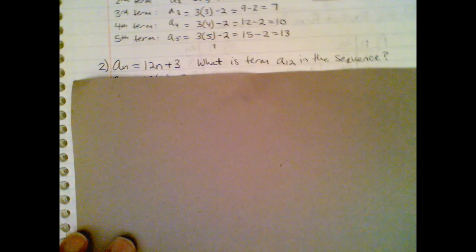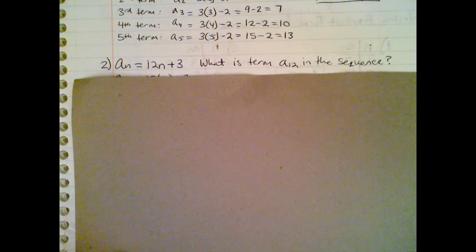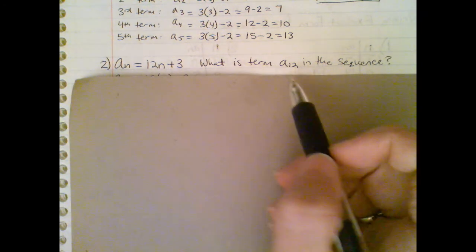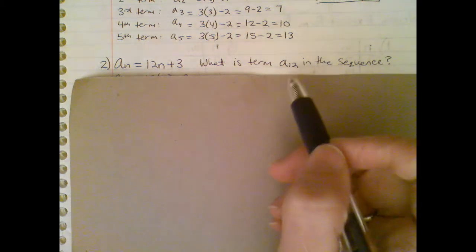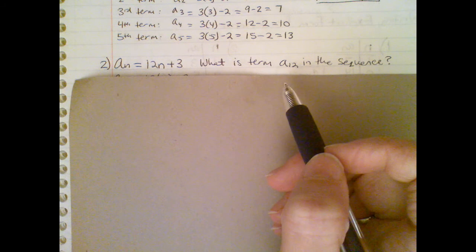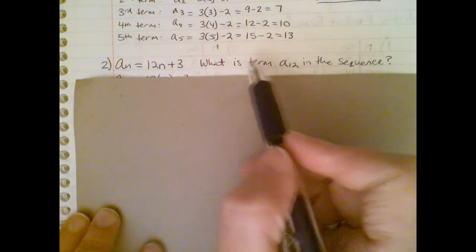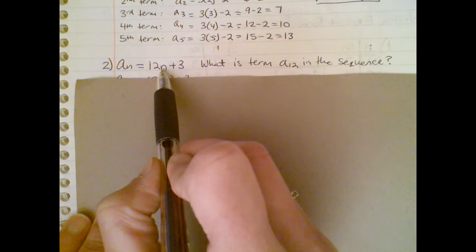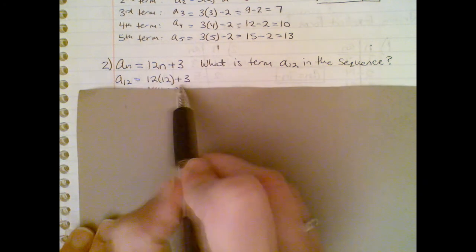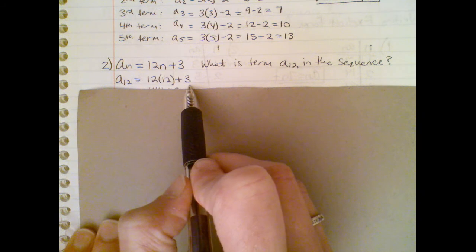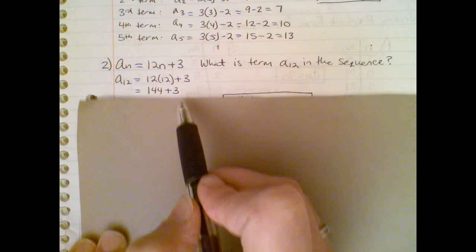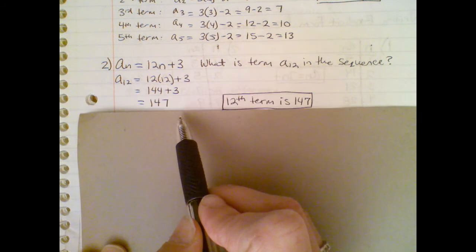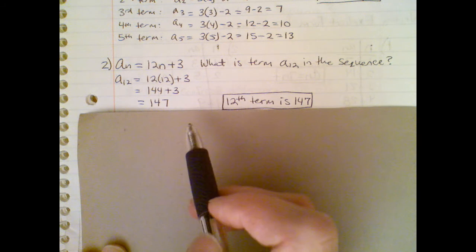For number 2, our explicit formula is a to the n equals 12 times n plus 3. For this one, notice instead of finding the first 5 terms of our sequence, it just wants our a to the 12. So they want to know what is the 12th term of our sequence. So if we want to find the 12th term of our sequence, we're just going to plug in 12 for our n. And so we have 12 times 12 plus our 3. We can either use order of operations to simplify this down, or we can just plug it into our calculator. So 12 times 12 gives us 144, plus our 3 gives us 147. So the 12th term of the sequence would be 147.